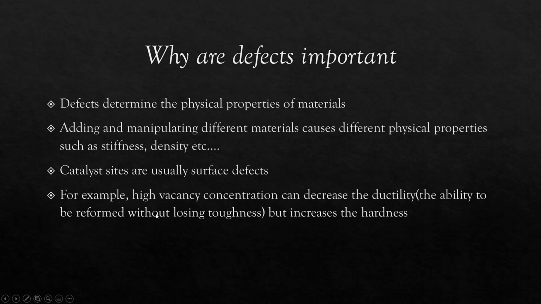And an example of why it's important: high vacancy concentration in a metal can decrease the ductility or the ability to be reformed without losing toughness. You can think of ductility as the ability to make a wire be reformed to a wire without losing its stiffness, like copper wire. So high vacancy concentration can decrease the ductility but increase the hardness. So depending on what you want from the metal to function, you can actually choose which metal will be the best for that.